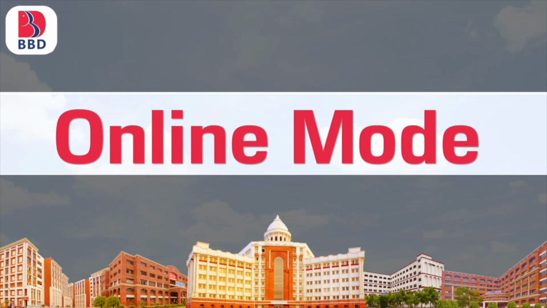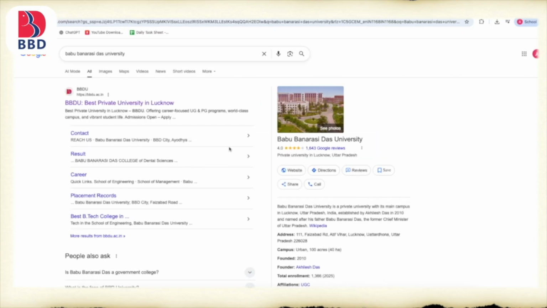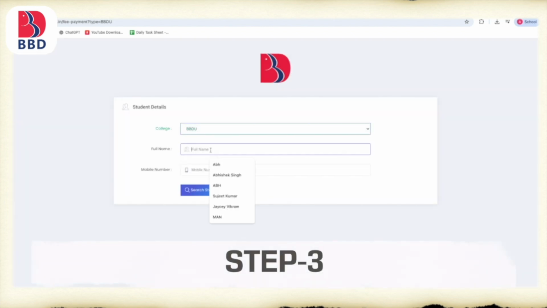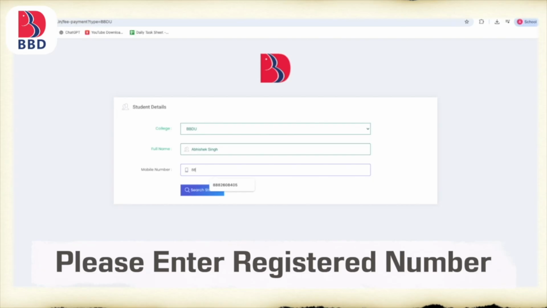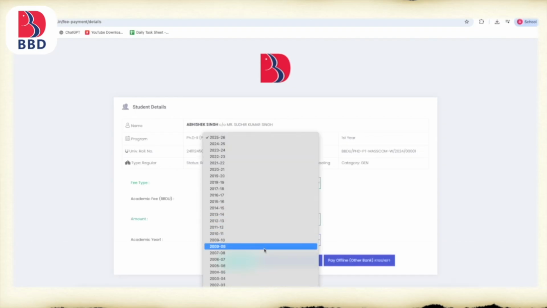In online mode, Step 1. Visit the official website bbdu.ac.in. Step 2. Click on Academic Fee Payment. Step 3. Fill in details and verify. Step 4. Proceed with payment and enter the amount as per your course.